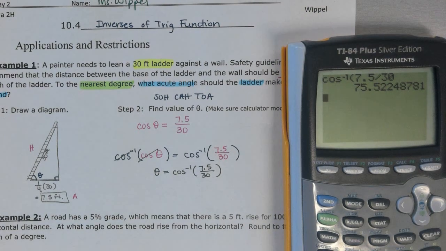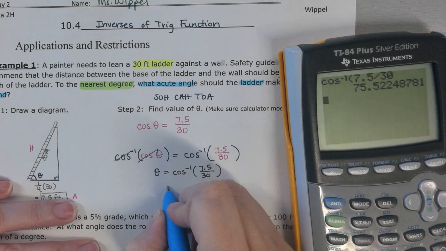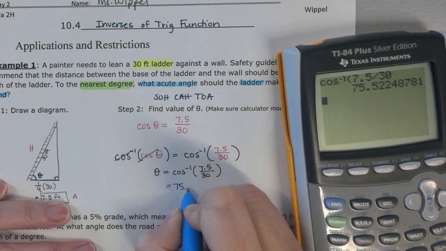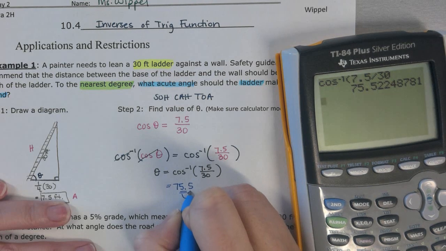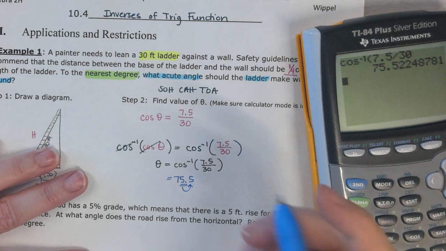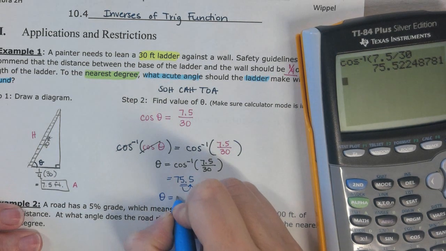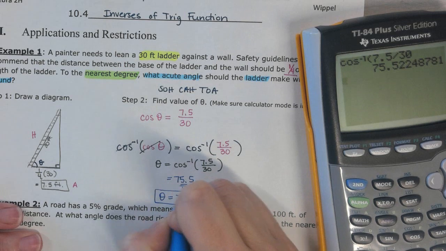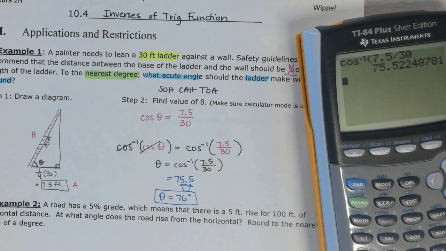Okay, now what does this say that we're rounding to? Nearest degree. So that means the nearest whole number. So if I have 75.5, I'm looking at the 10th place to determine what my angle is. So for this one, theta is going to be 76 degrees.